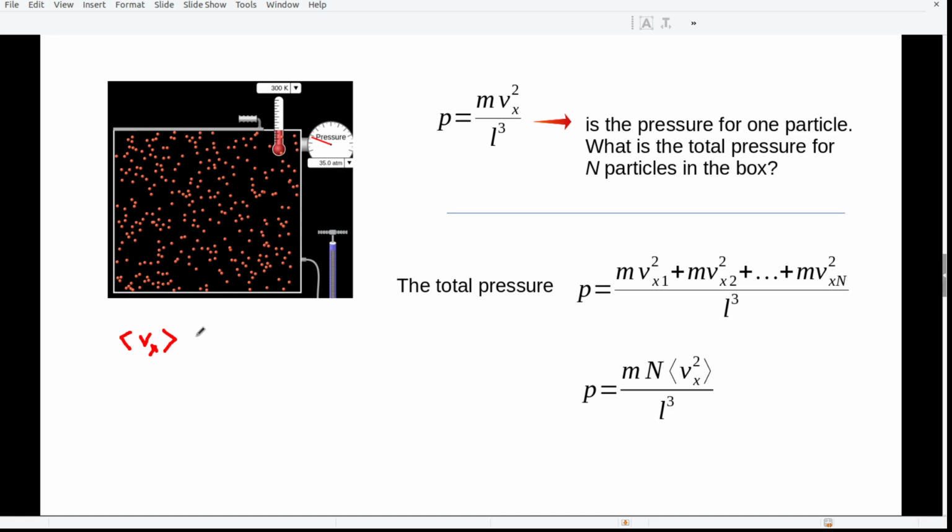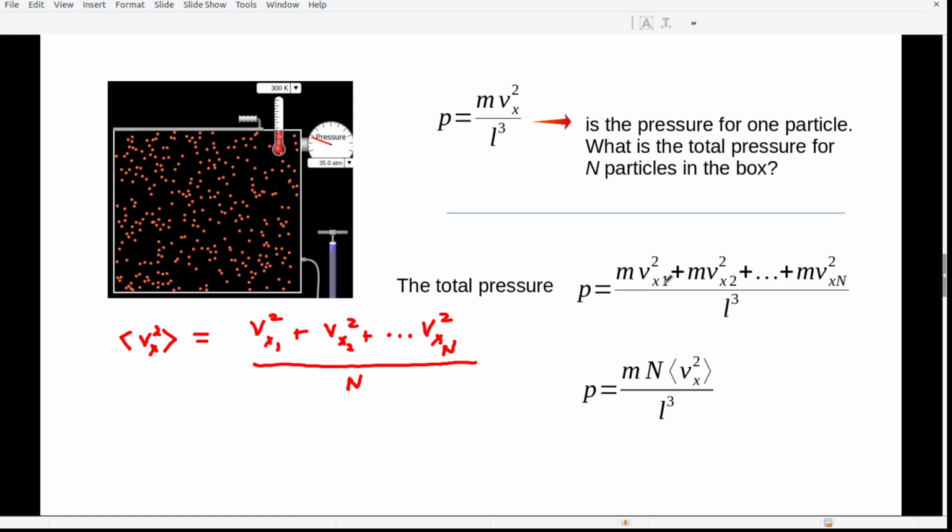Average speed in the x direction will be what? It'll be, and by the way, this is speed squared. So vx1 squared plus vx2 squared plus dot, dot, dot. Just go on all the way up to v, and then add, there's n particles. So when you get to the last one, that's n, and then divide by the total number.